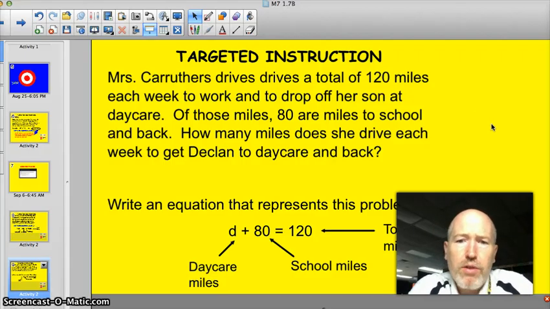All right, Mrs. Carruthers drives a total of 120 miles to school each week and to drop her son Declan off at daycare. Of those miles, 80 miles are to school and back. How many miles does she drive each week to get Declan to daycare and back? See if you can solve that equation.